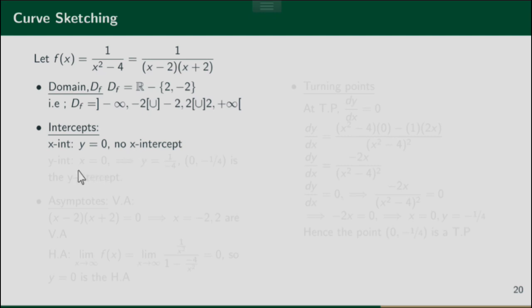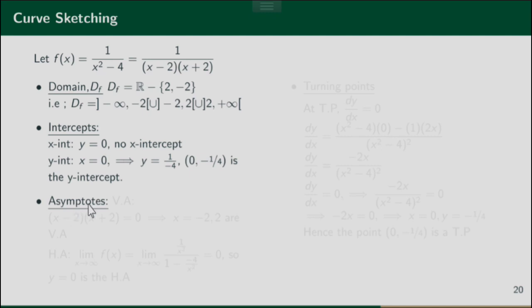What about the y-intercept? The y-intercept is where x equals 0. So I equate x with 0 and I'll have 1 divided by negative 4. So the y-intercept is the point (0, negative 1 over 4).